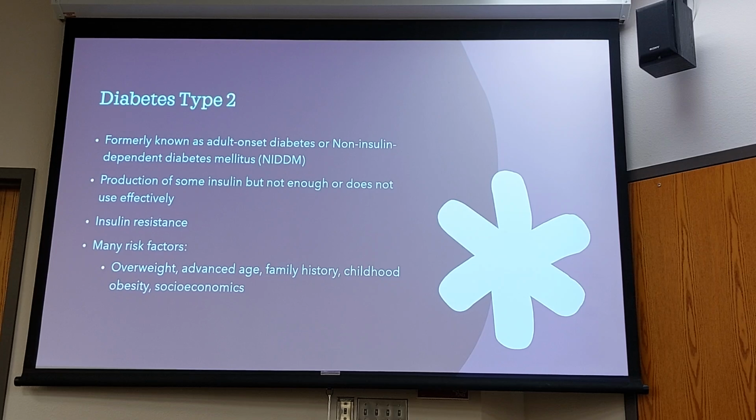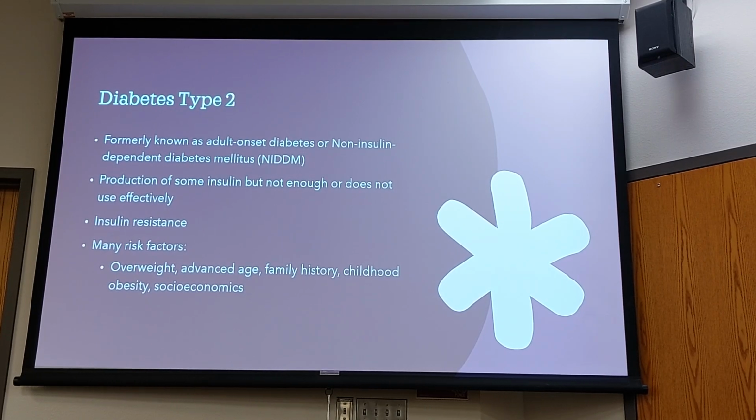Did I do this one? Okay, type 2. We gotta jump into type 2. All right, so you can tell my heart's somewhere with type 1. Pediatrics, right? All right, so type 2 was formerly known as adult onset, because now we have some kids that are developing type 2 diabetes, right? Non-insulin dependent diabetes mellitus, that's what it was when I was in school, the NIDDM.